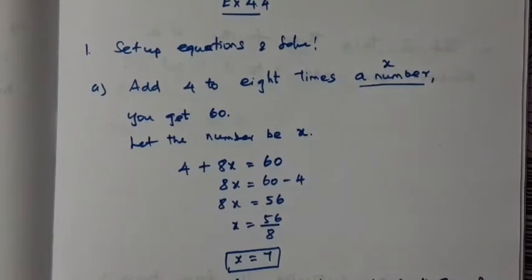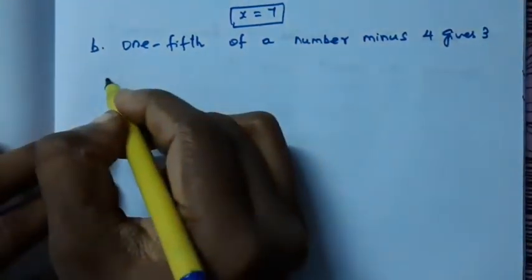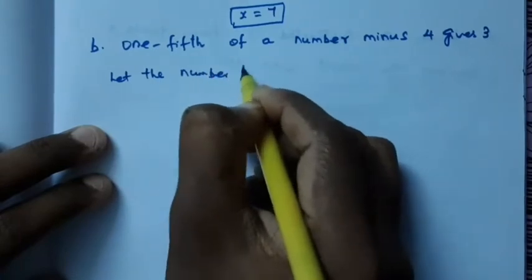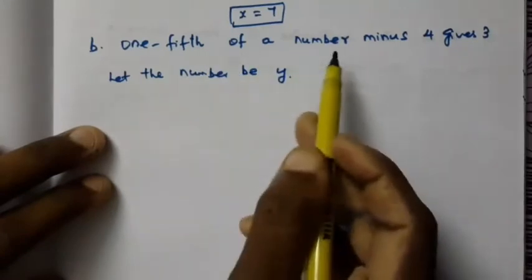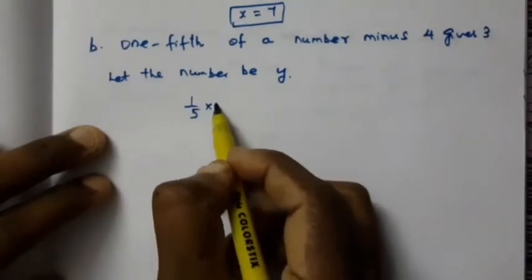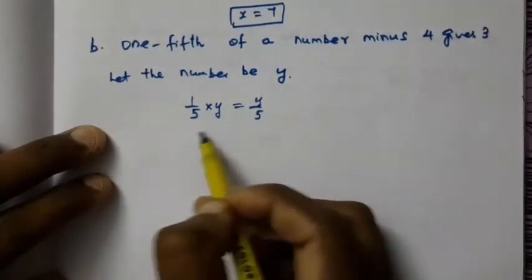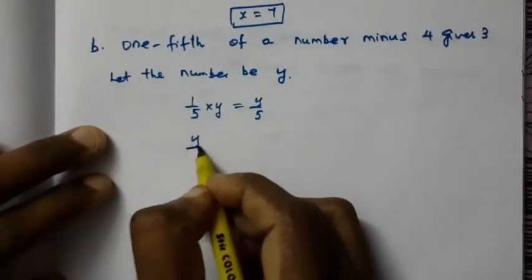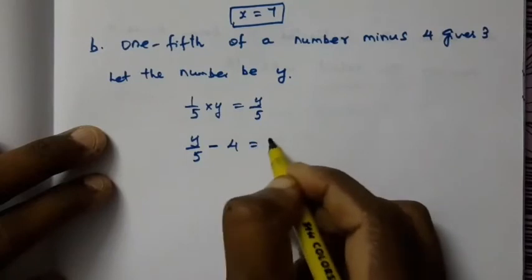The next problem is: 1/5 of a number minus 4 gives 3. Again, let the number be y. What is 1/5 of y? It means 1 by 5 multiplied by y, that is y by 5. This is 1/5 of the number. So 1/5 of the number, which is y by 5, minus 4 gives 3.